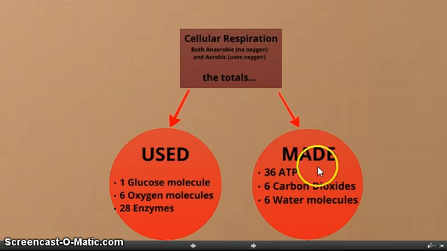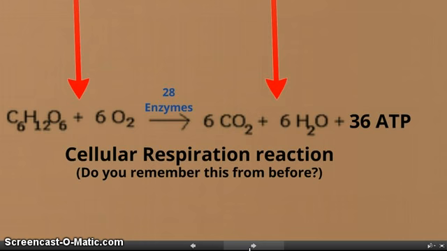All right, our products, what's made? 36 ATP, 6 carbon dioxide and 6 water molecules, which we just talked about. And this is the whole formula in a nutshell. We have C6H12O6, which is our glucose, then 6 oxygen molecules, 28 enzymes being involved in the whole process, and then 6 carbon dioxide as a product, 6 water as a product, and 36 ATP as a product.